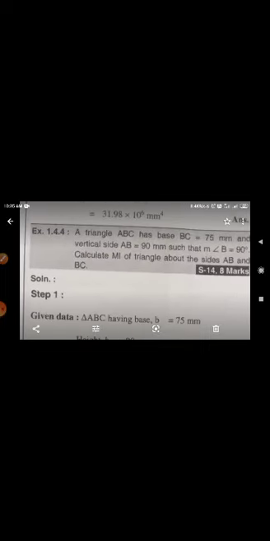Now the next problem: we have to calculate the moment of inertia of a triangle. Triangle ABC has a base of 75 millimeter and vertical side AB of 90 millimeter. That means its height is 90 millimeter and the base is 75 millimeter. The angle B is 90 degree. They ask us to calculate the moment of inertia about the side AB and side BC.